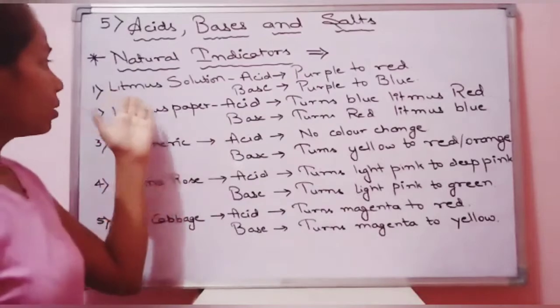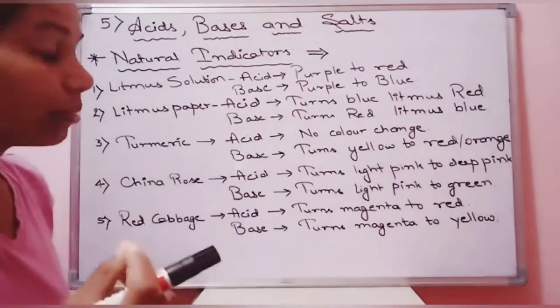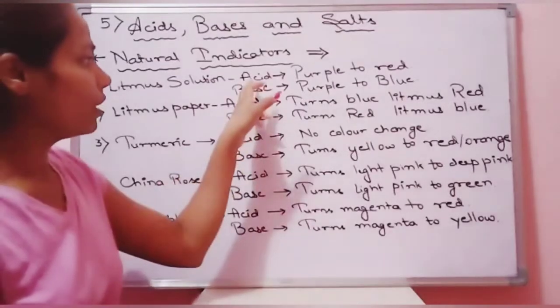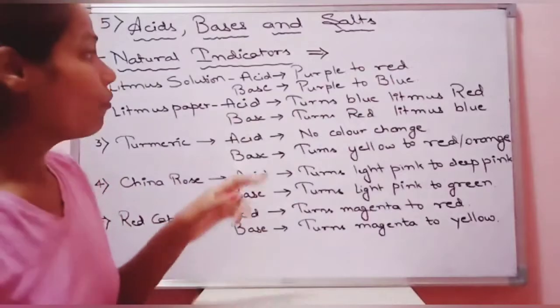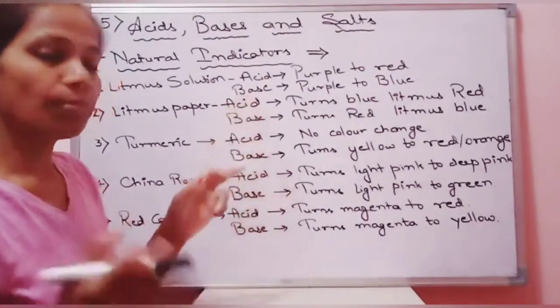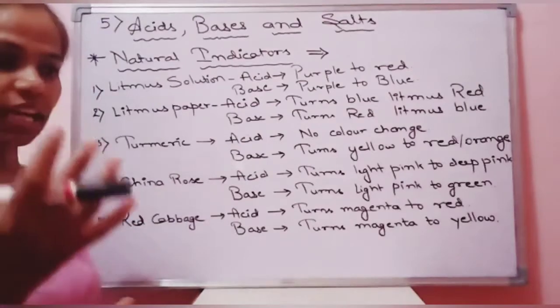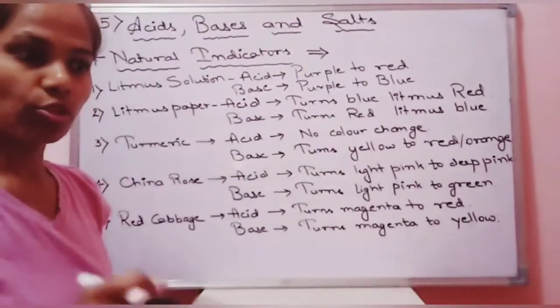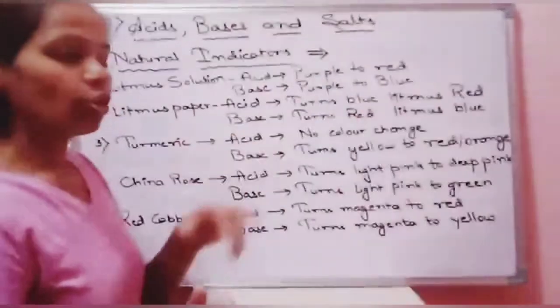Fine. The litmus solution is basically purple in color. Okay, very light pink, light purple in color, and when you put it in an acidic solution, it will turn red. Whereas if you put it in some basic solution, say caustic soda, or soap solution, or the shampoo solutions you have at home, okay, it will turn blue.